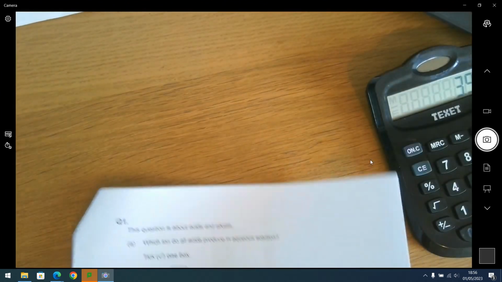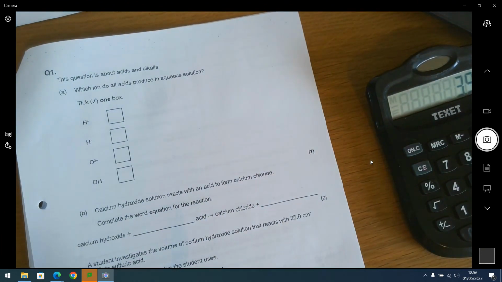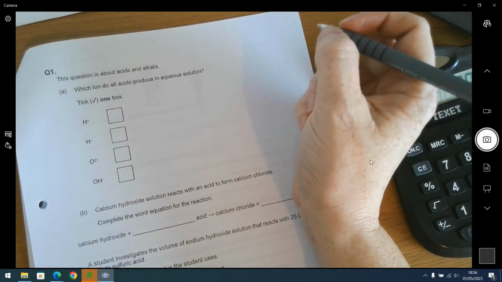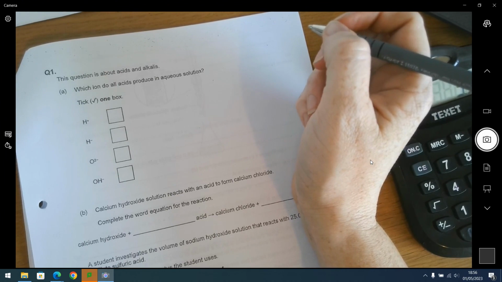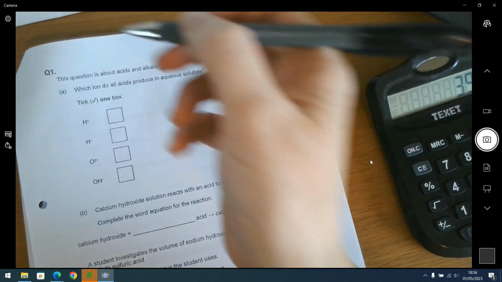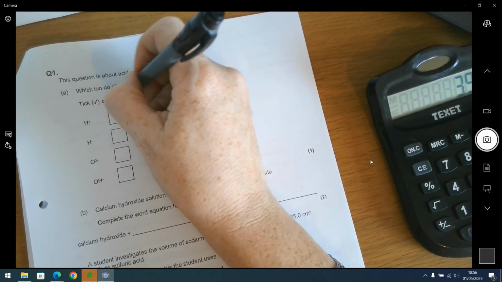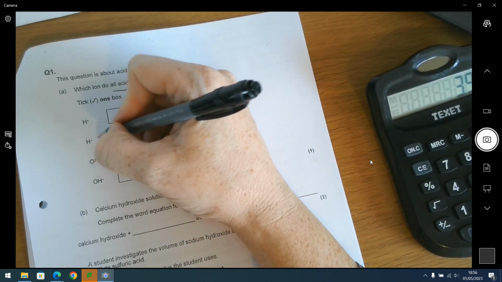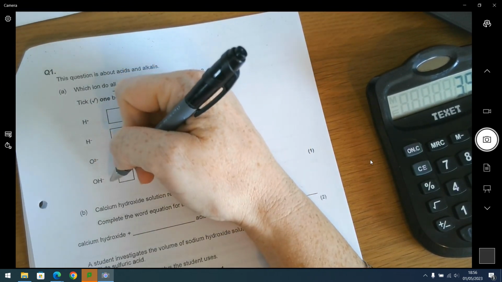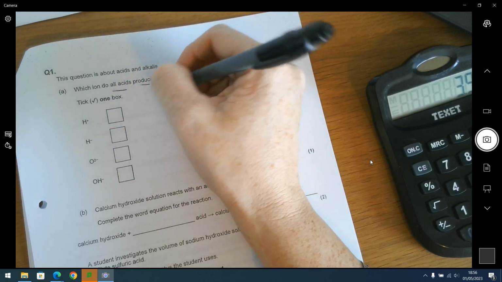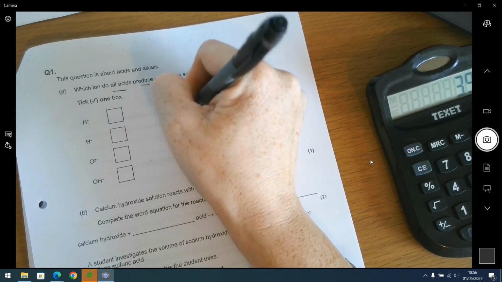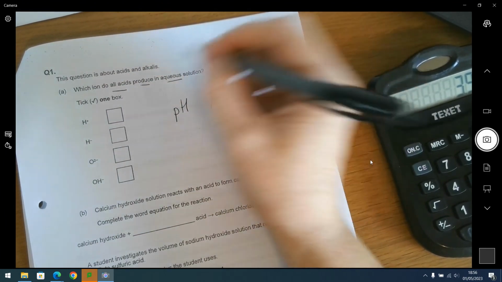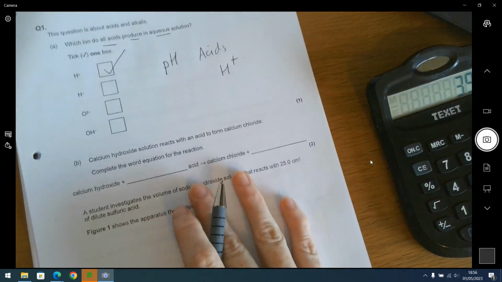So let's have a little look at some exam questions on titrations and making sure we can answer them. Again, you could try and give these questions a go, but essentially we'll go through them now. It says, which ion do all acids produce in an aqueous solution? We've got H plus, H minus, O2 minus, OH minus. So we should know already that acids are hydrogen ions in aqueous solutions.